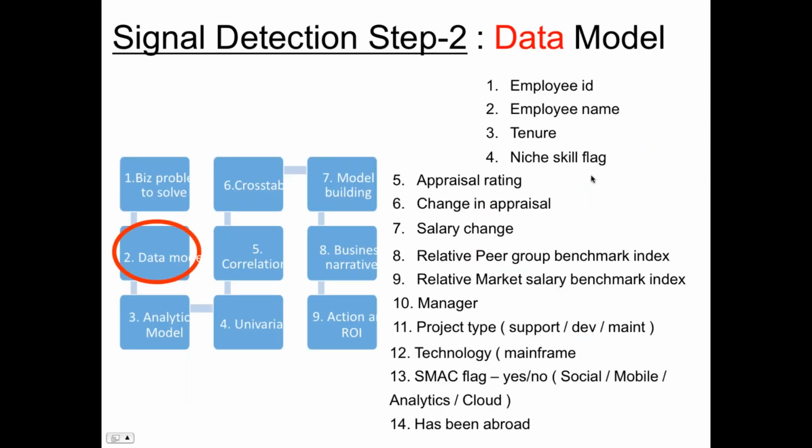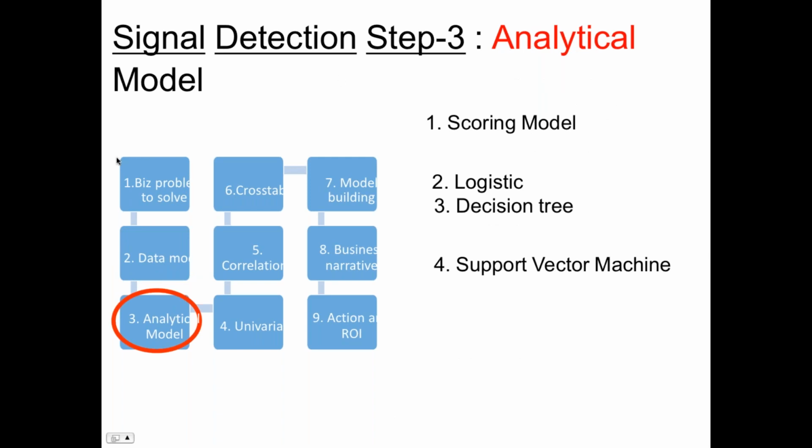Right? We have a data model with all the different column headers: employee ID, employee name, tenure, appraisal rating, change in appraisal, salary change, and so on, who their manager is, what the technology is, what the project type is, and stuff like that. Have they been abroad or not? This is our data model. Once we know what the data model is, we need to know what the different analytical models are that we're going to apply to this data.